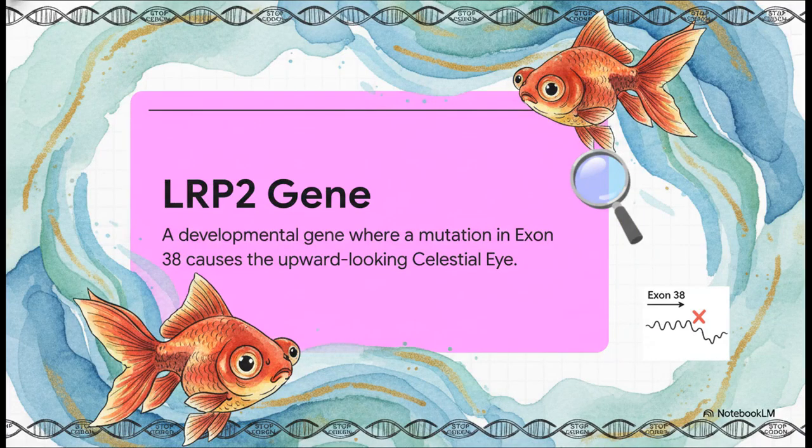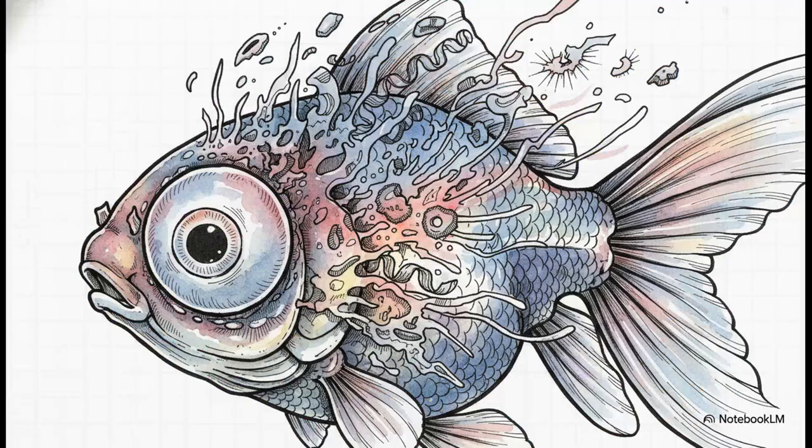But even more fascinating is the biological whodunit behind the upward-looking eyes of the celestial goldfish. Genomic sequencing finally revealed the culprit. It's a mutation in the LRP2 gene, a single premature stop codon, which is essentially a genetic typo that just drops a period right in the middle of a DNA sentence, truncates the protein, fundamentally altering the entire architecture of the eye. And that single mutation triggers a massive cascade of cellular errors.